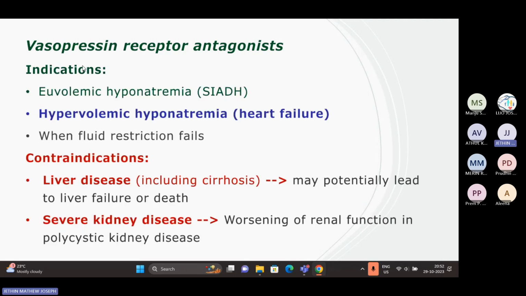So just keep in mind, hypervolemic hyponatremia can also be something like cirrhosis. So in that case, you don't want to give vasopressin receptor antagonists. So it's usually heart failure and euvolemic hyponatremia, SIADH.